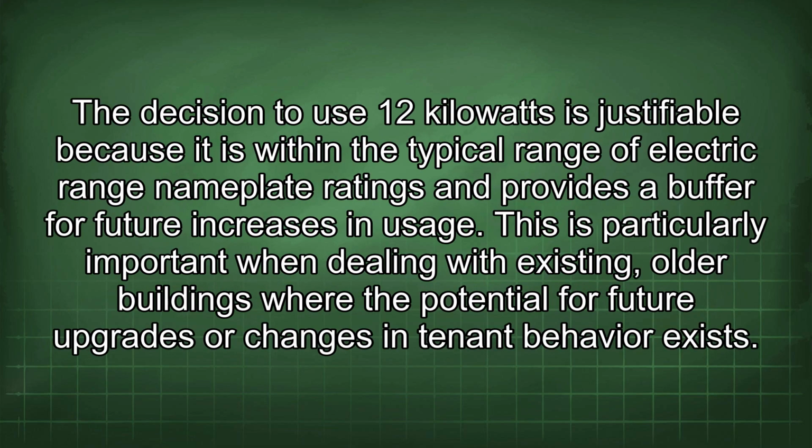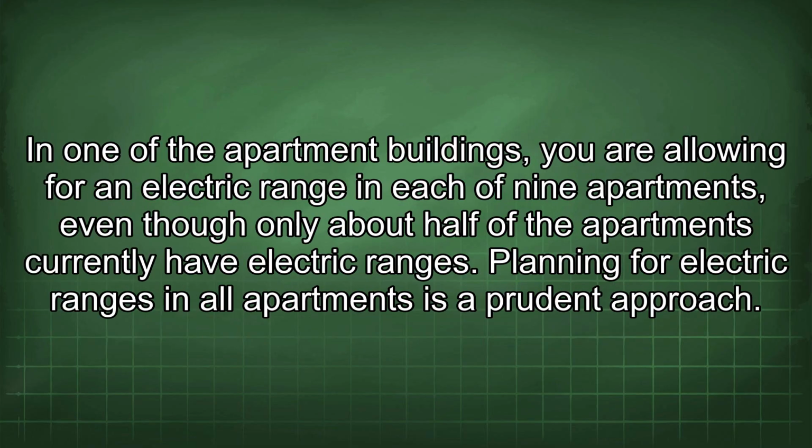The decision to use 12 kilowatts is justifiable because it is within the typical range of electric range nameplate ratings and provides a buffer for future increases in usage. This is particularly important when dealing with existing older buildings where the potential for future upgrades or changes in tenant behavior exists. In one of the apartment buildings, you are allowing for an electric range in each of 9 apartments, even though only about half of the apartments currently have electric ranges. Planning for electric ranges in all apartments is a prudent approach.